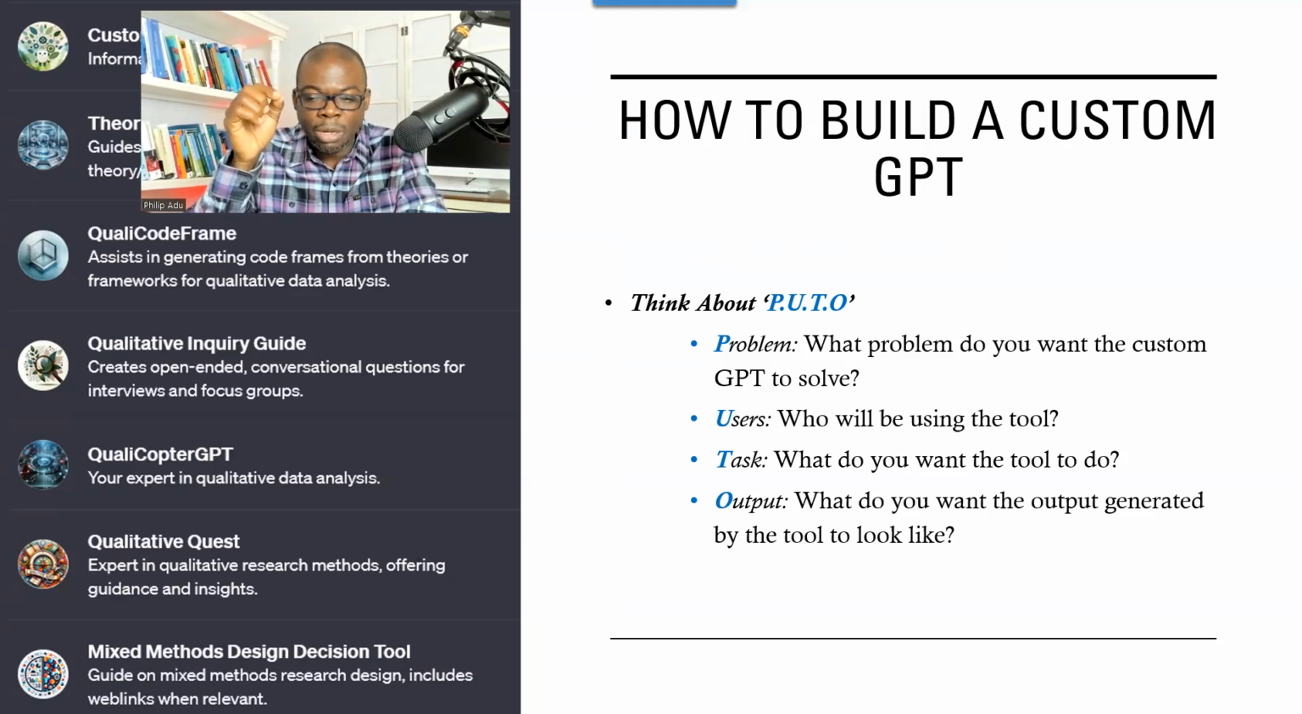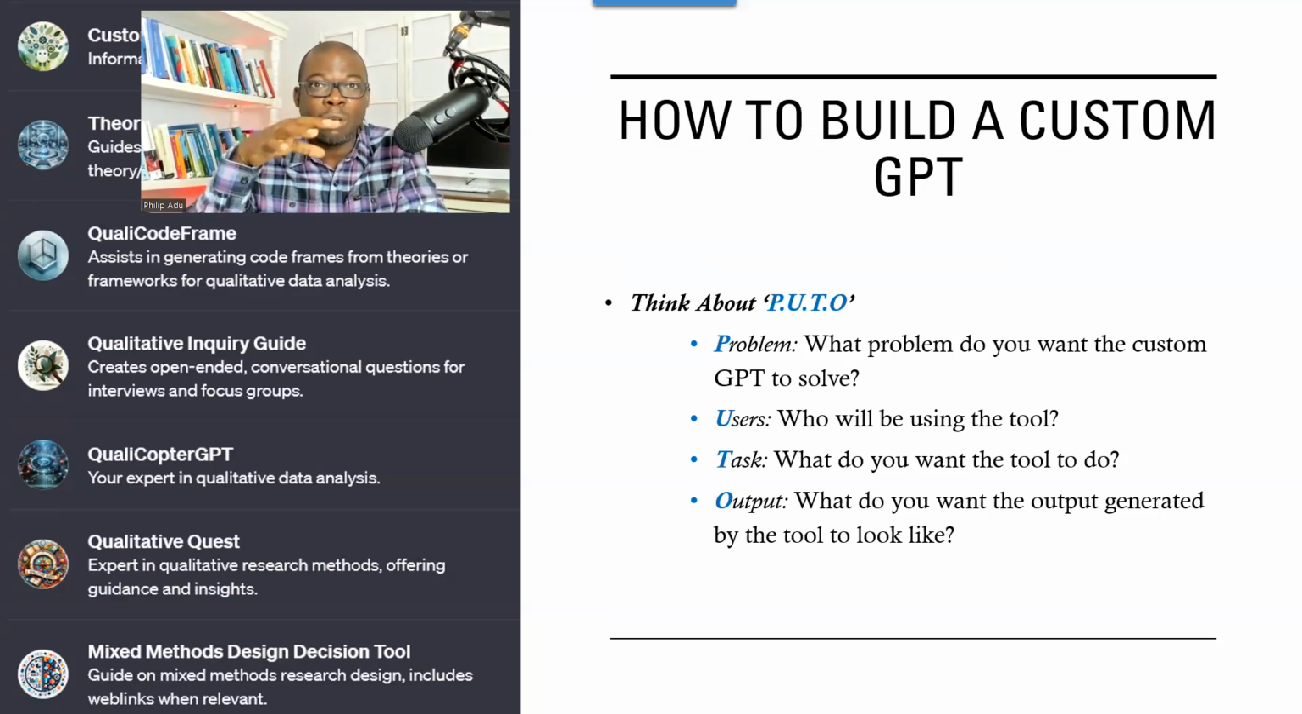Another thing that you have to think about is what task do you want the system or the custom GPT to do? What do you want it to complete? Do you want it to generate research questions for you? Do you want it to analyze your qualitative data for you? Do you want it to give you an outline about a presentation, or a list of ideas about how to set up your own business? What kind of task do you want it to complete?